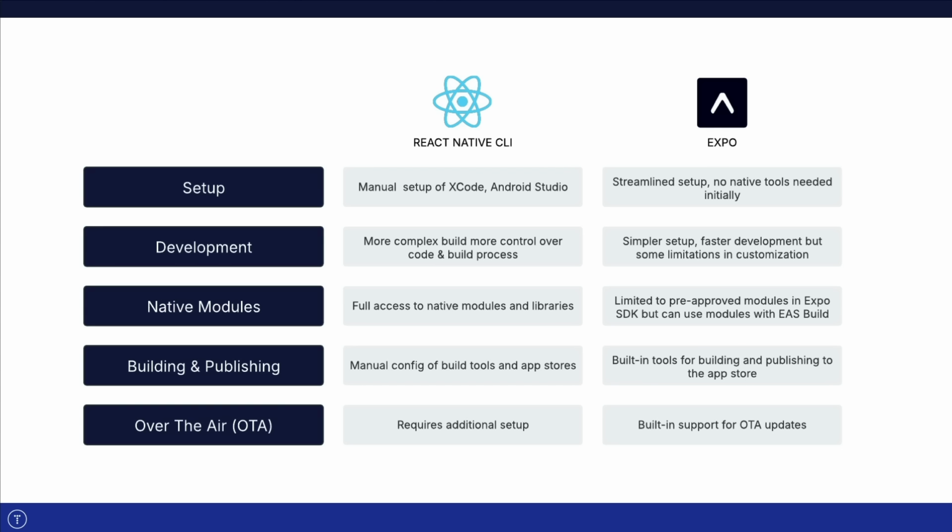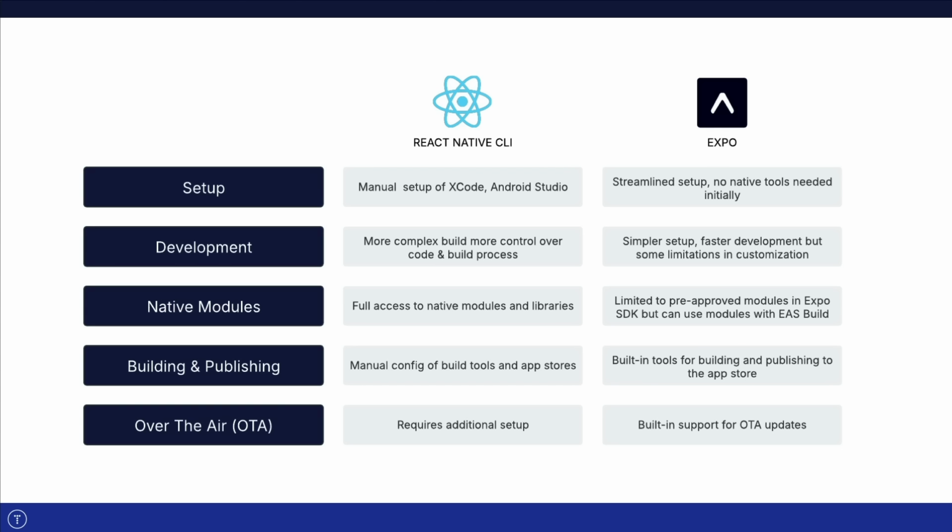OTA stands for over-the-air updates, which means that you can push updates to your app without having to go through the App Store review process. And Expo has built-in support for this, but React Native CLI doesn't, but has some libraries that can do this. It does require some additional setup.